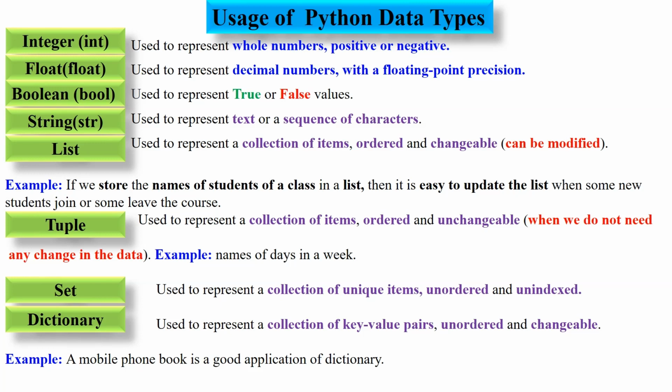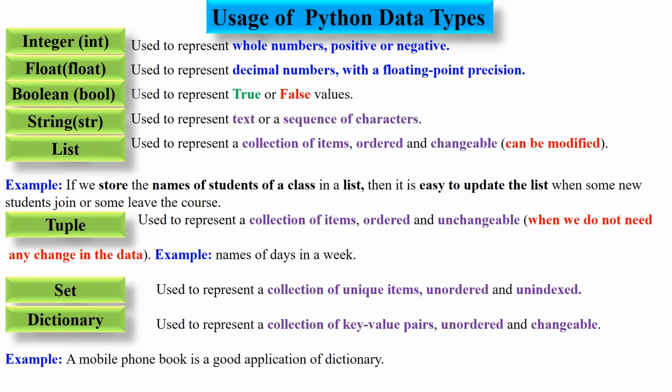Next data type is list, used to represent a collection of items, ordered and changeable, meaning it can be modified. Example, if we store the names of students of a class in a list, then it is easy to update the list when some new students join or some leave the course. Next data type is tuple, used to represent a collection of items, ordered and unchangeable, meaning when we do not need any change in the data. Example, names of days in a week.